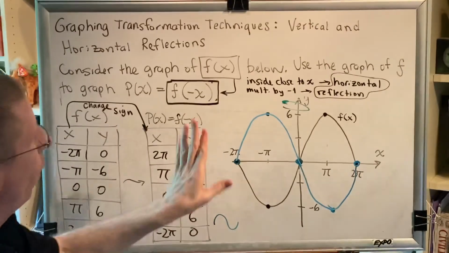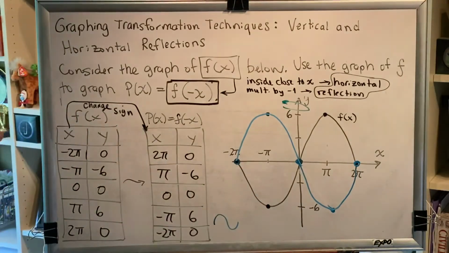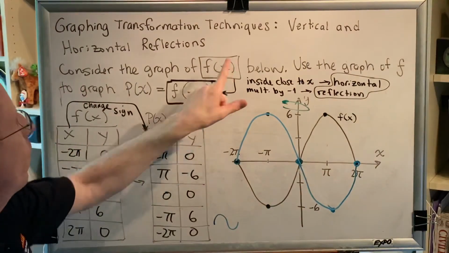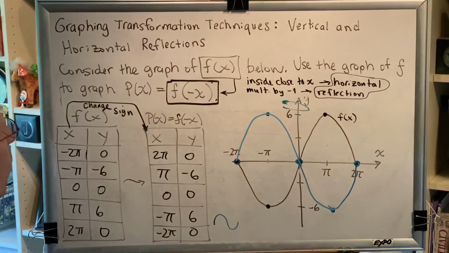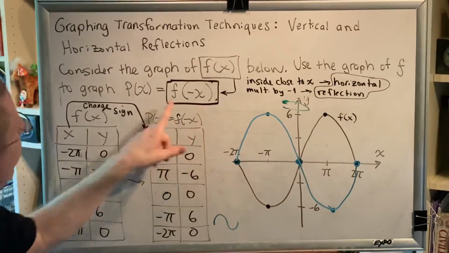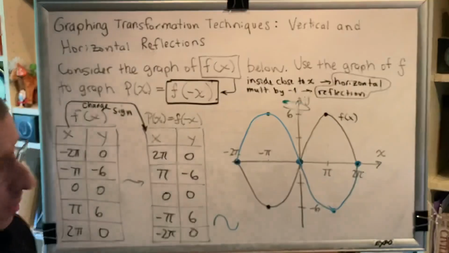Okay, so the blue graph is showing us our final answer for this problem. The black graph is f of x, the graph that was provided for us at the beginning. So black is f of x, blue is f of negative x, also referred to as p of x.